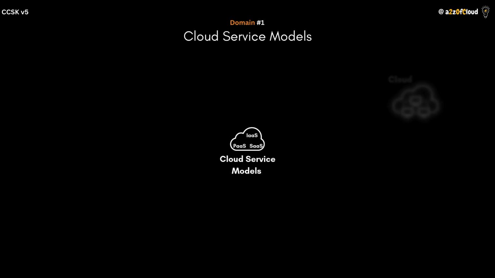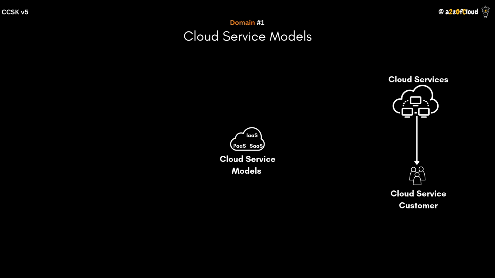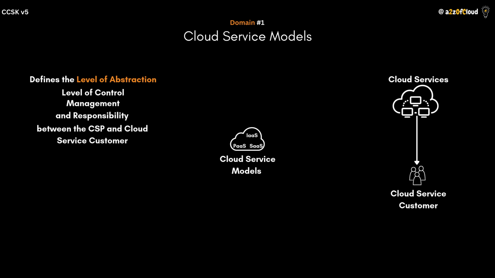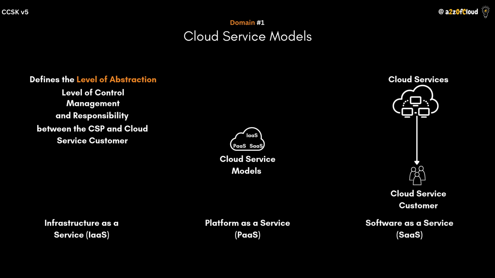Cloud service models. This refers to the different ways in which cloud computing resources and services are delivered to consumers. These models define the level of abstraction, level of control, management, and responsibility shared between the cloud service provider and the cloud service customer. The three cloud service models are infrastructure as a service, platform as a service, and software as a service. CCSK version 5 also refers to the cloud service models as SPI: S from the software in software as a service, P from the platform in platform as a service, and I from the infrastructure in infrastructure as a service.